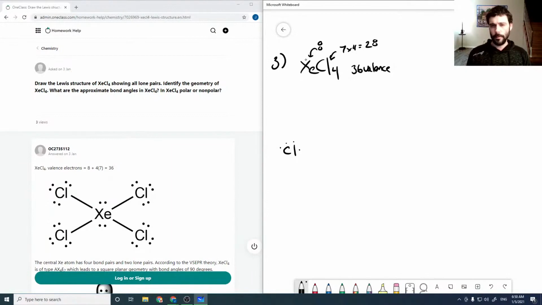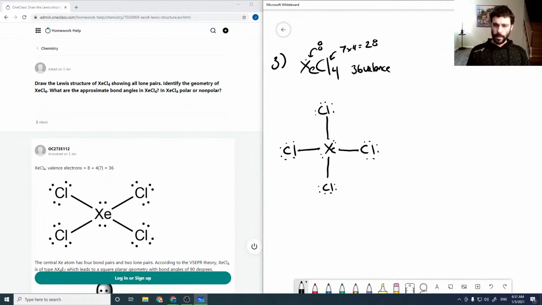So each of the chlorine atoms will have 7, and xenon typically has 8. We obviously want to bond to 4, and then that's 5, 6, 7, 8. We know xenon can become hypervalent, so I'm just going to add in the lone pairs around it like that.